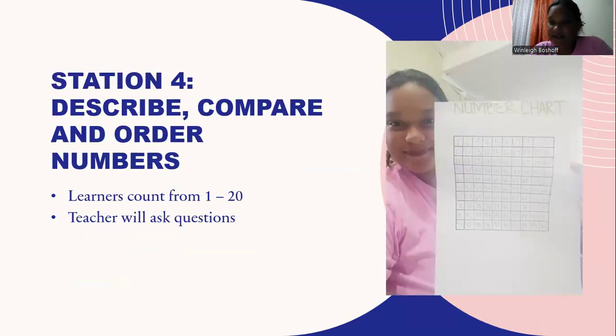Describe, compare, and order activity. This is a small group activity. The learners will count from 1 to 20 by the introduction. They will arrange the numbers from smallest to greatest, also making use of the number chart. They can use the number chart to make sure. The teacher will ask questions like what comes before 12, what comes after 13, and so on.